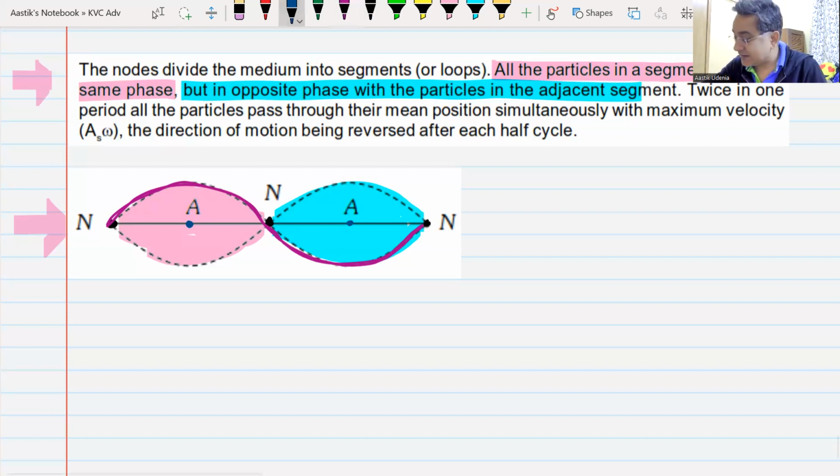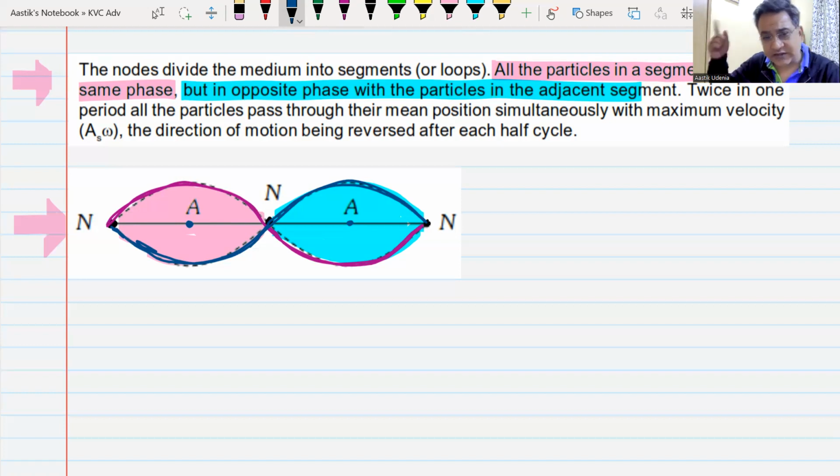Then there is a second snapshot that is taken, and this blue thing is the second snapshot. What is the difference between this blue snapshot and this pink snapshot? This blue snapshot is taken when the particles on the pink loop have gone to their maximum displacements on the negative side, and the blue ones have gone to the maximum displacement on the positive side. Do we understand this? Yes, sir.